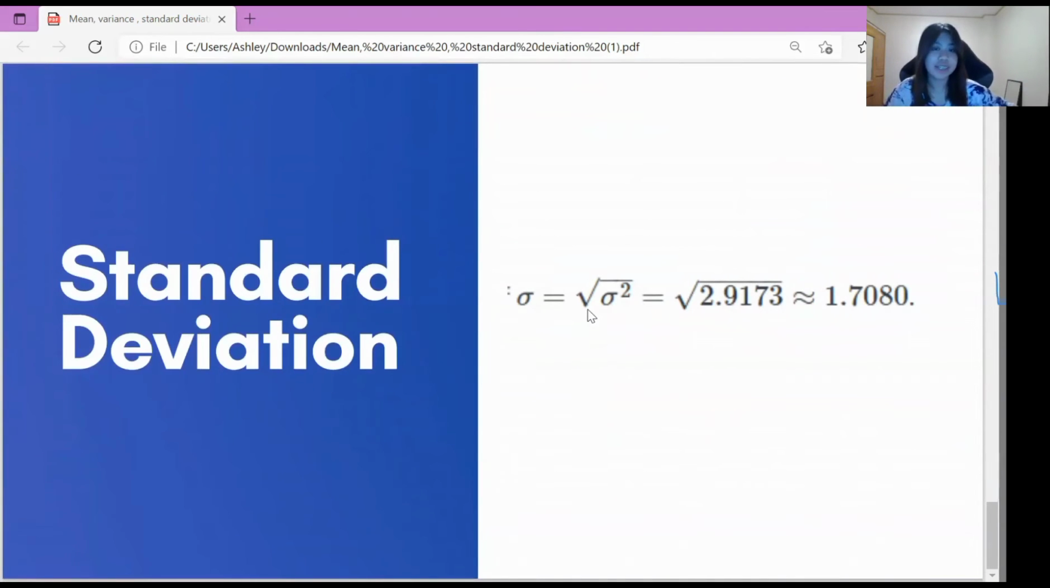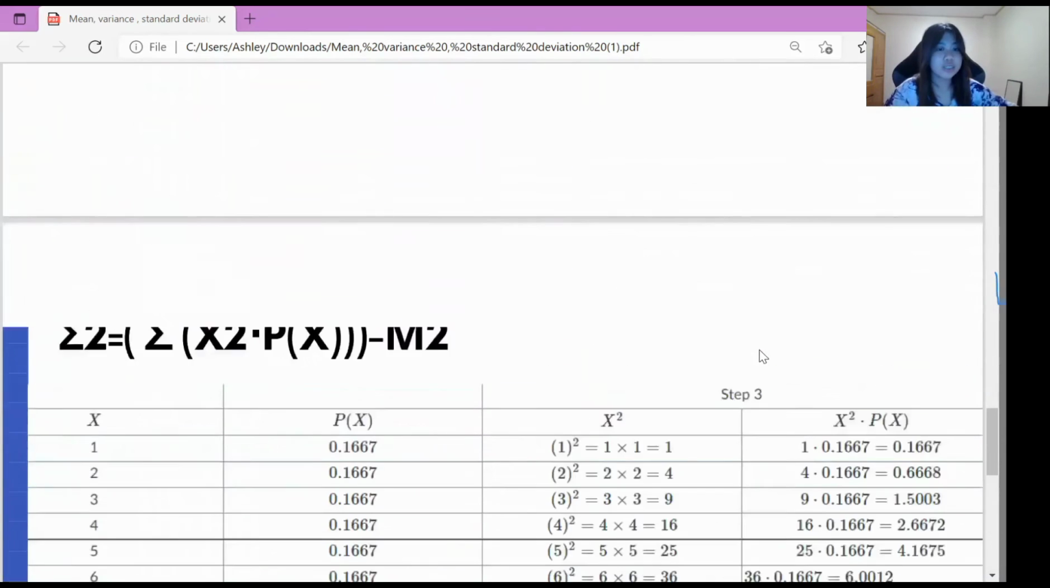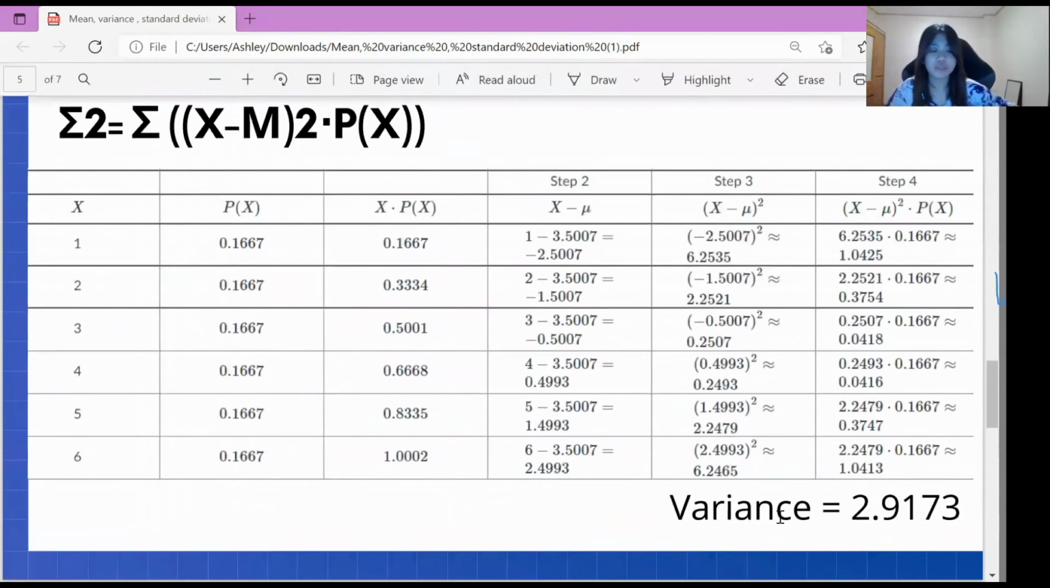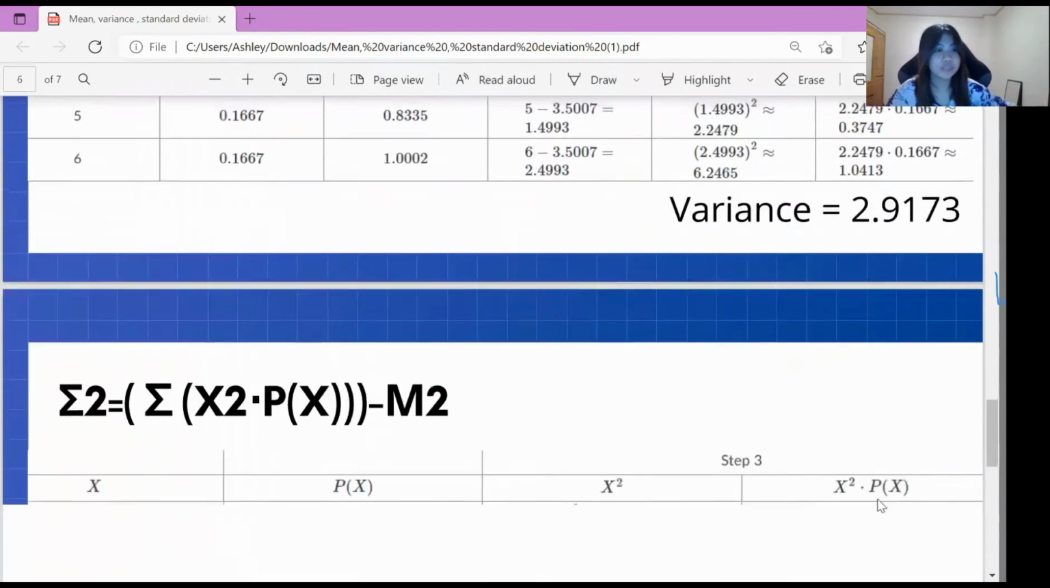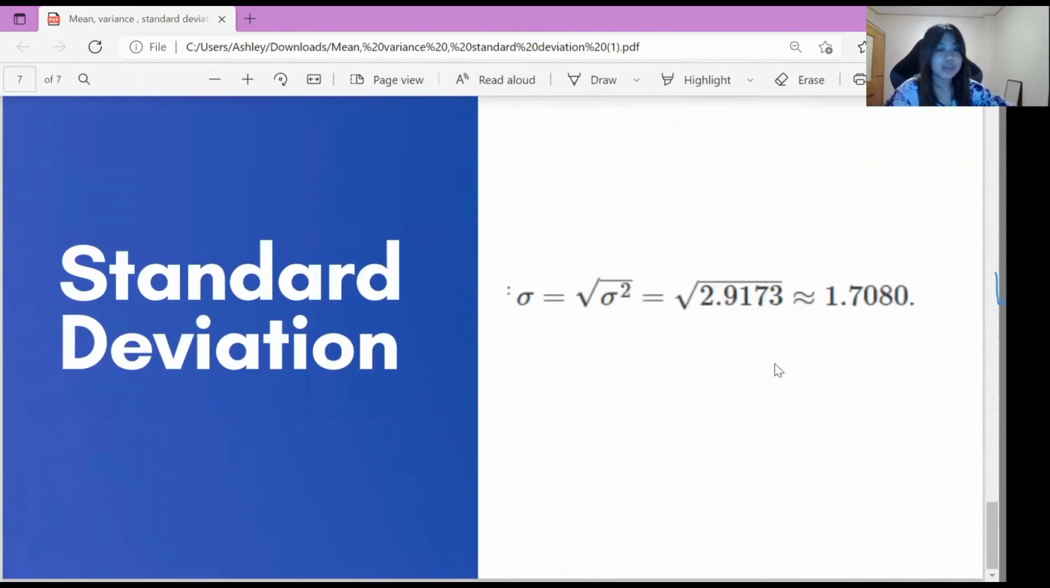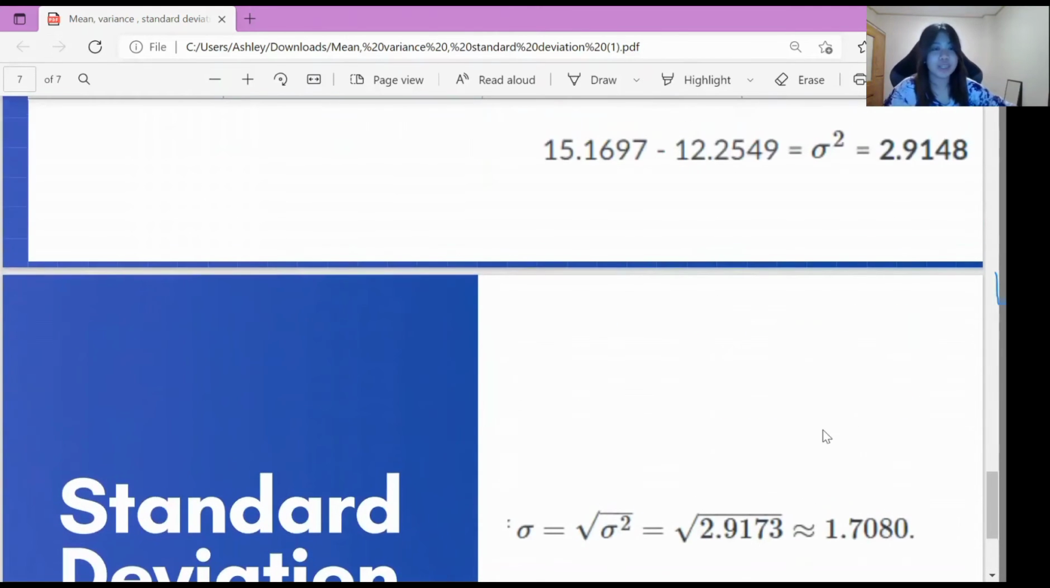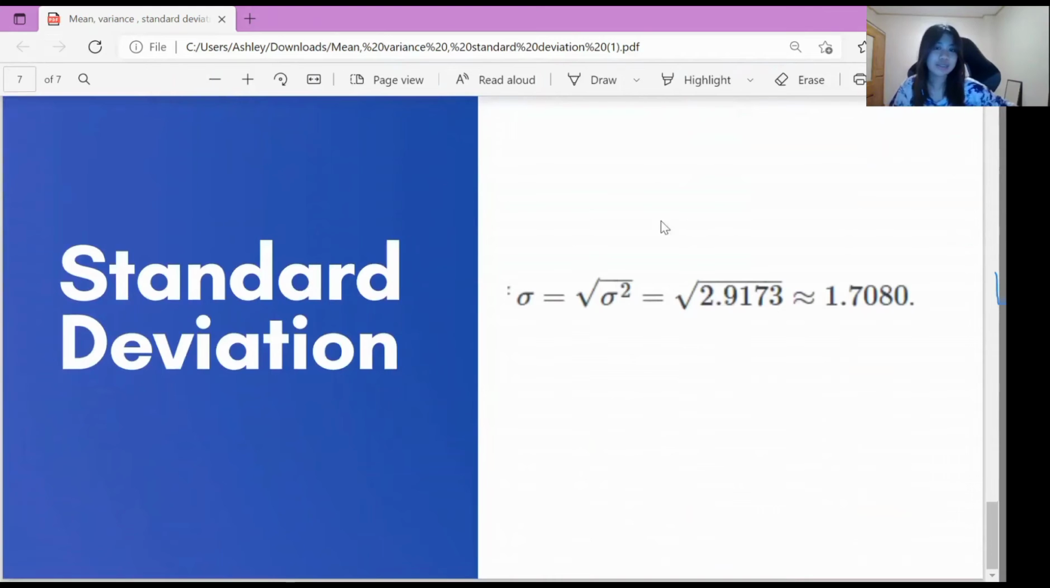So this one is very easy. You just have to get the square root of the variance. So let's use the variance from the first formula. So here we have the 2.9173, and we just have to get its square root, which gives us the 1.7080. So that is simply the standard deviation of the variance. That goes with the second formula as well.